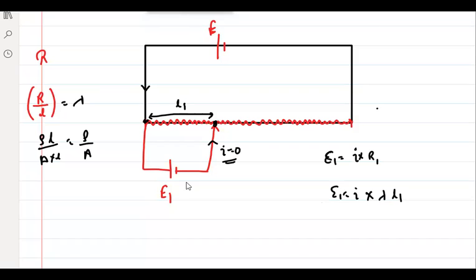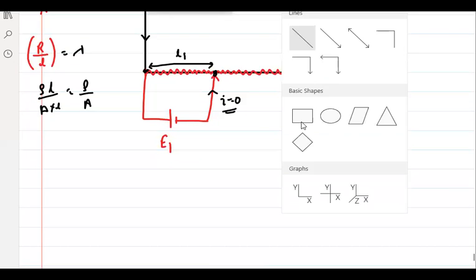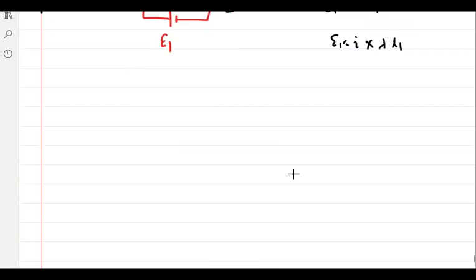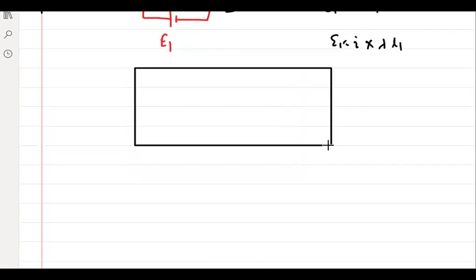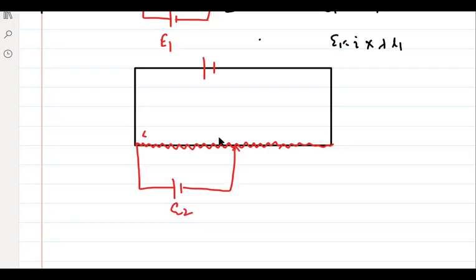Now suppose I connect any other battery like this. Again, a potentiometer circuit. This is the full resistance. And I connected another battery like this. So this is E2. And for this, suppose the neutral point is at distance L2. Same potentiometer.